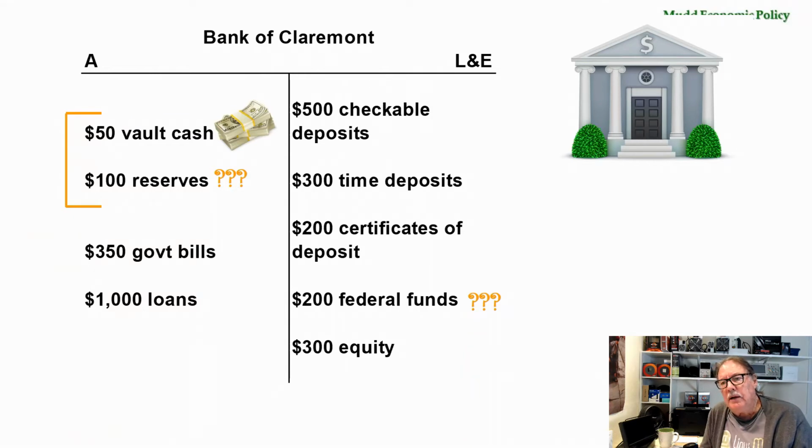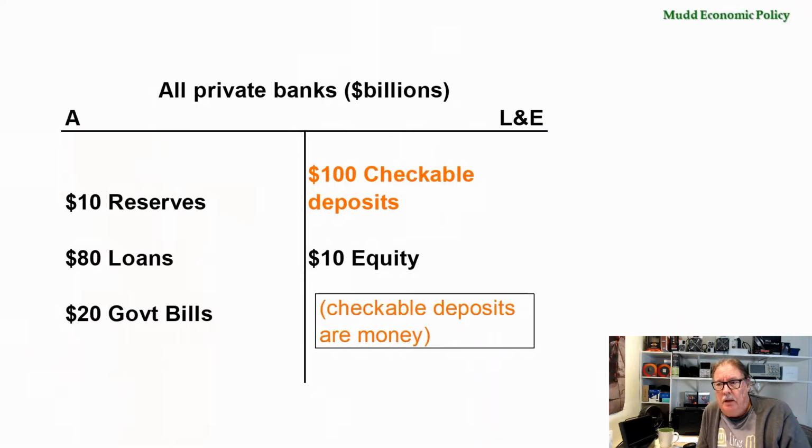Now let's aggregate this Bank of Claremont to all banks that exist in the United States in a somewhat simplified T account. Now, the first thing we're going to do is we're going to lump all of the deposits together and call them checkable deposits to keep this simple. Now, nothing is lost by doing this.